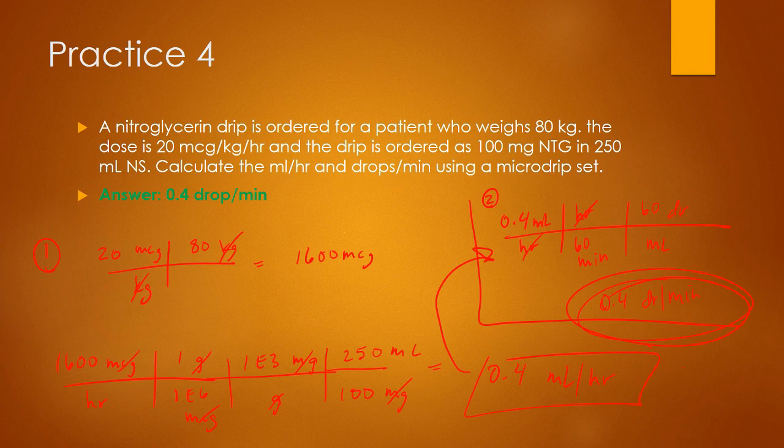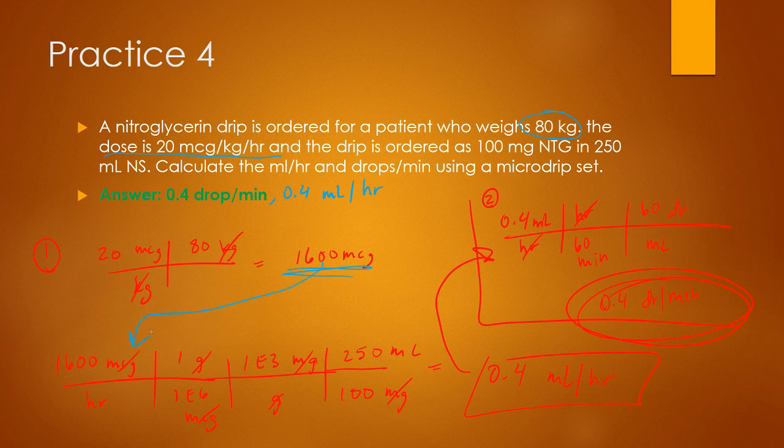So, did you get these as your answer? Sorry, whoops. You're also supposed to have both answers. So starting off, you want to have what is given. So you know that you want your dose to be 20 micrograms per kilogram per hour. So in order to cancel out the kilograms, you're going to take 20 micrograms divided by kilograms, multiplied by how much the patient weighs, which is 80. So 20 times 80 is 1600 micrograms.